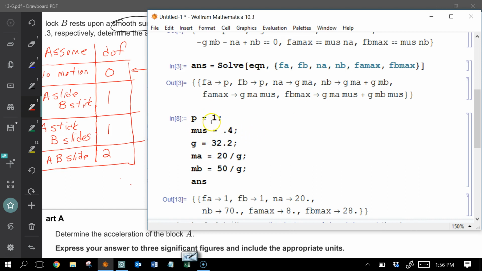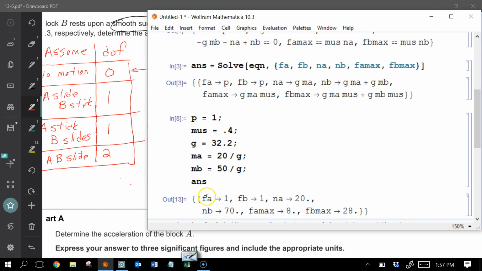Now, I know I'm using the wrong P, but what I'm doing is using a small p to show you what will happen if the assumption is valid. So I'm putting in a force of 1. Mu s is equal to 0.4 from the problem. G in feet is 32.2. The mass is the weight, which was 20 pounds, divided by the gravity. Mass of B is 50 over gravity. And so then I just take these numbers and plug them into the answer, and here are the numbers you get.